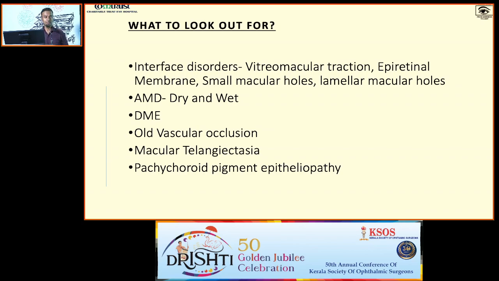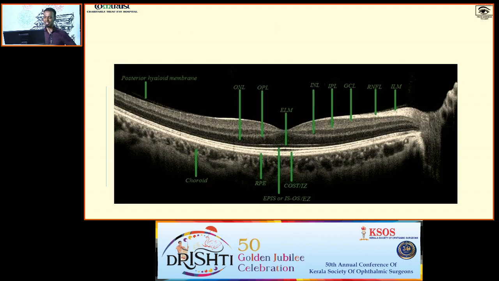Macular telangiectasia is one of the most commonly missed diagnoses, and so is pachychoroid pigment epitheliopathy, which earlier we used to call an old CSR. So these are the things that can be easily missed.